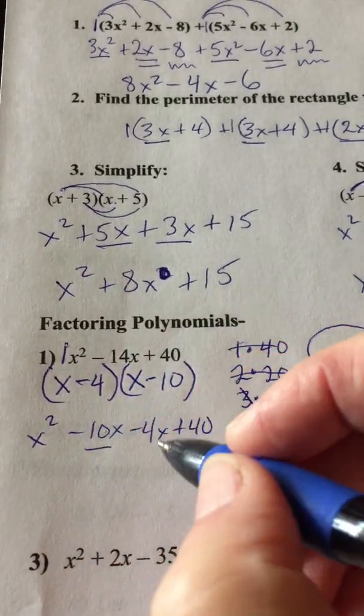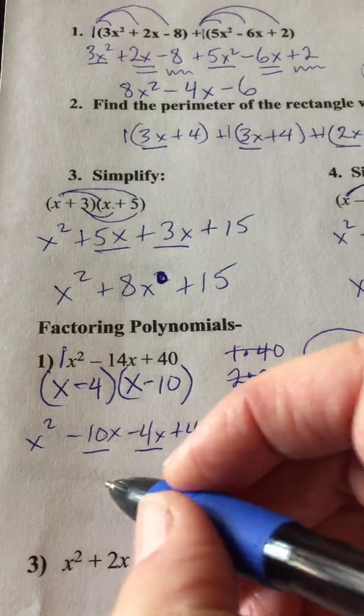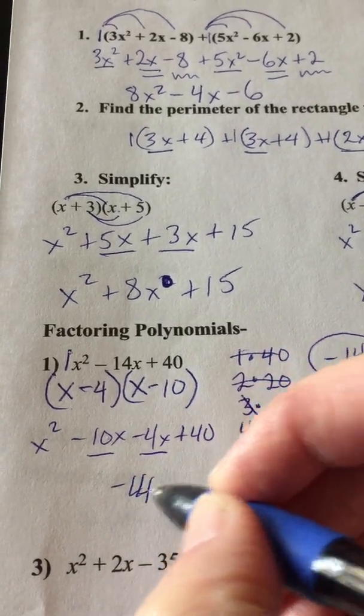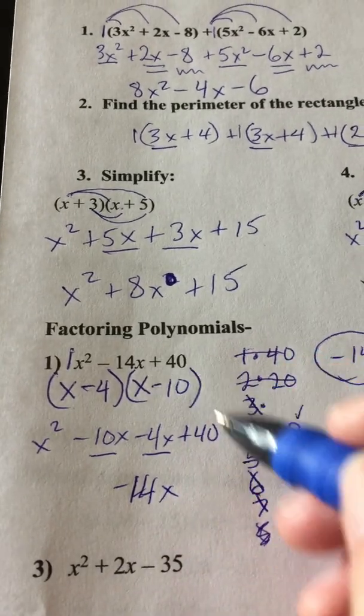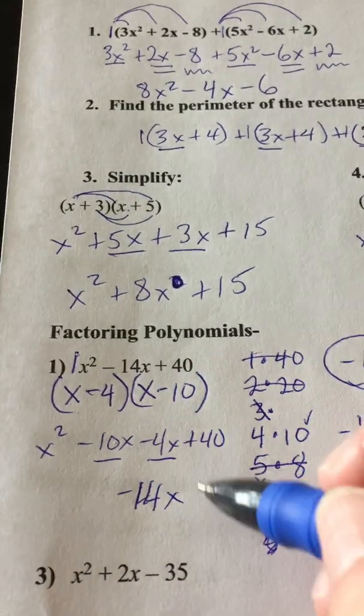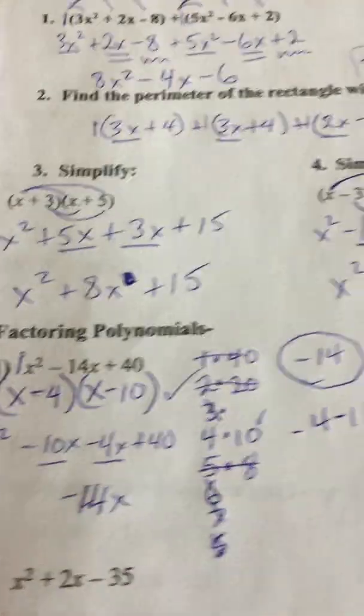Notice I have my +40 on the end, and I got my x squared on that end. And when I add these two in the middle, these two like terms, -10x and -4x, does that give me a -14x? Yes, that gives me my -14x in the middle, plus the 40 on the end, plus the x squared, so this does work. All right.